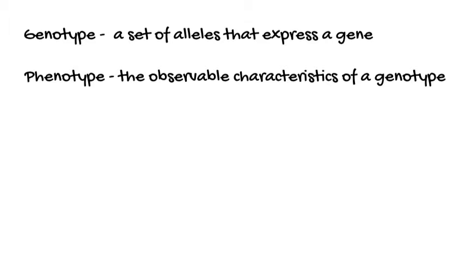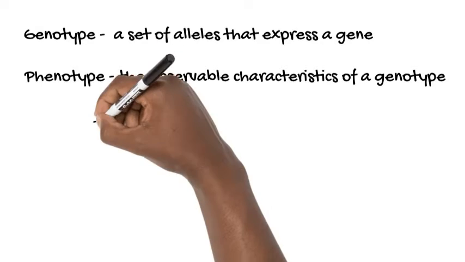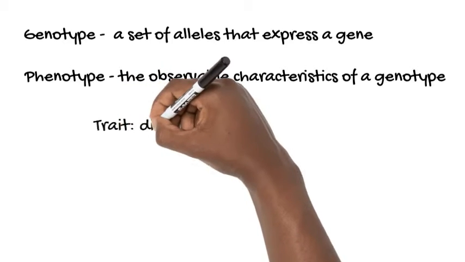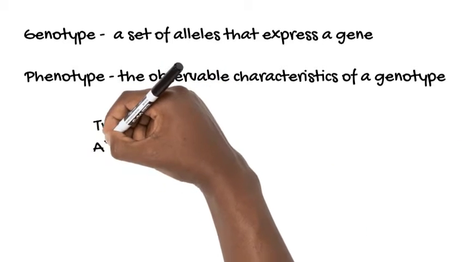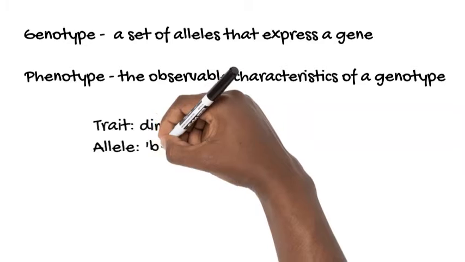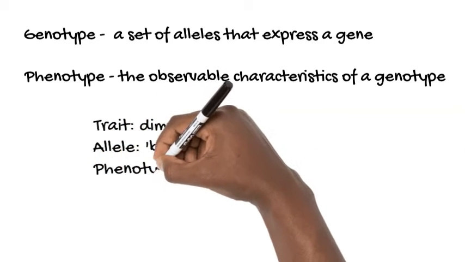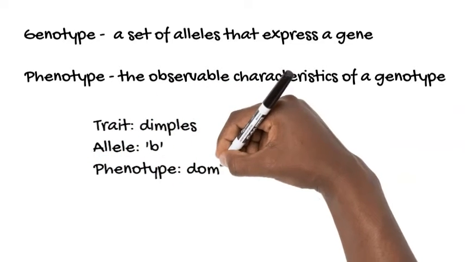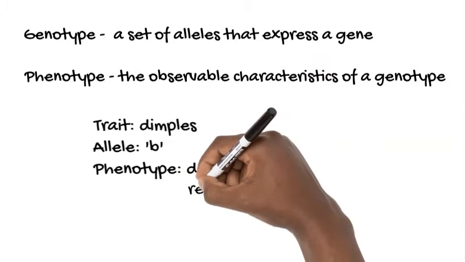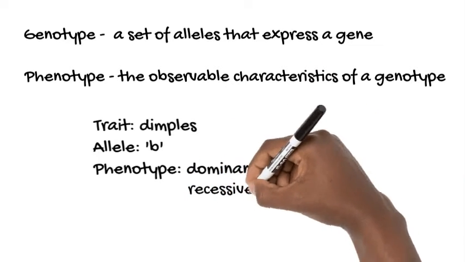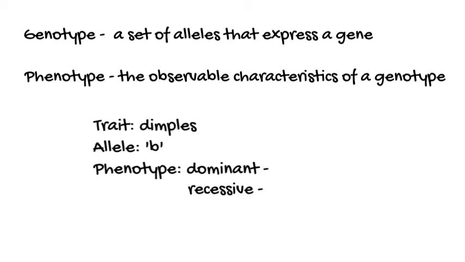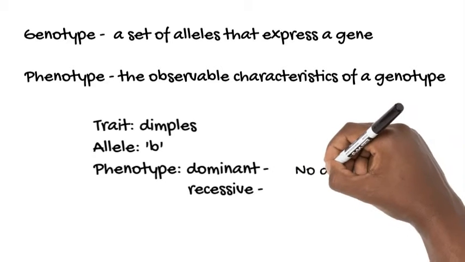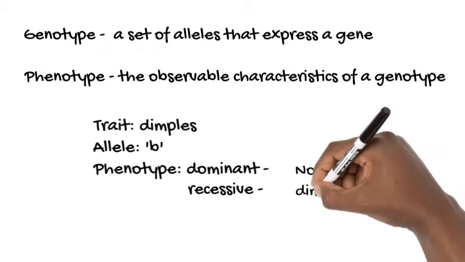Let's use an example. We'll work with the trait of dimples. I don't know if dimples follow the principle of Mendelian genetics, but we'll use it anyway for illustration purposes. Okay, so our trait is dimples. We'll use the letter B to signify the alleles for dimples. Remember, in Mendelian genetics, there are two phenotypes, dominant and recessive. Let's say that the dominant phenotype is no dimples. That makes the recessive phenotype dimples.